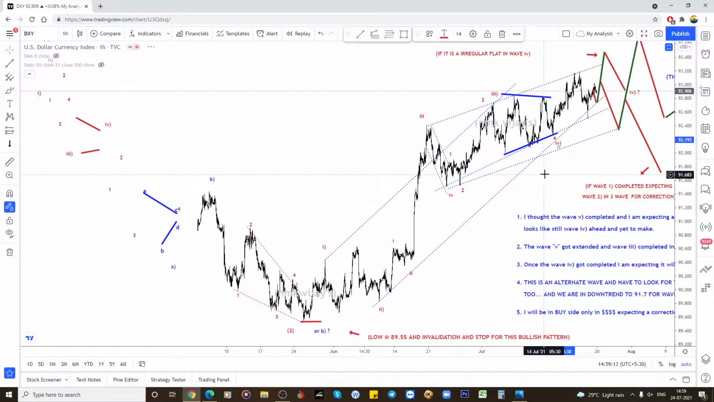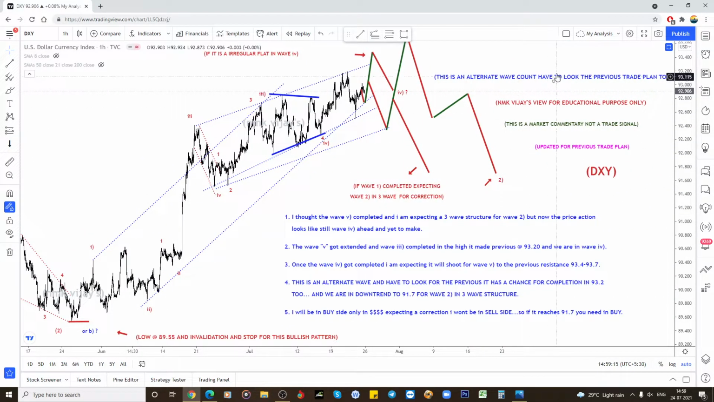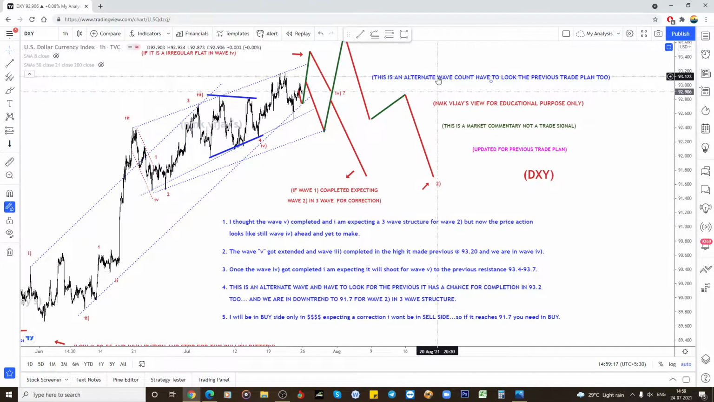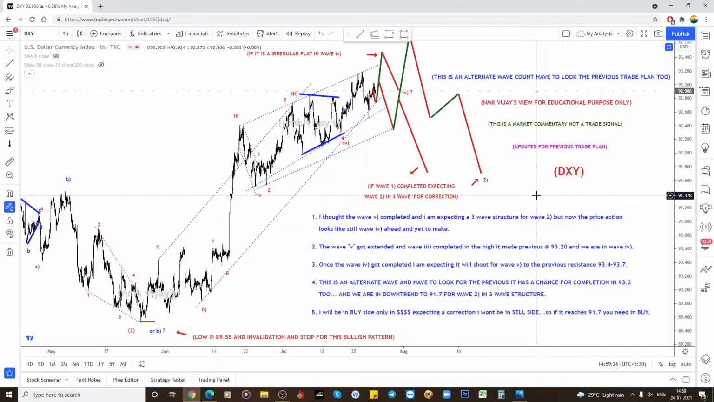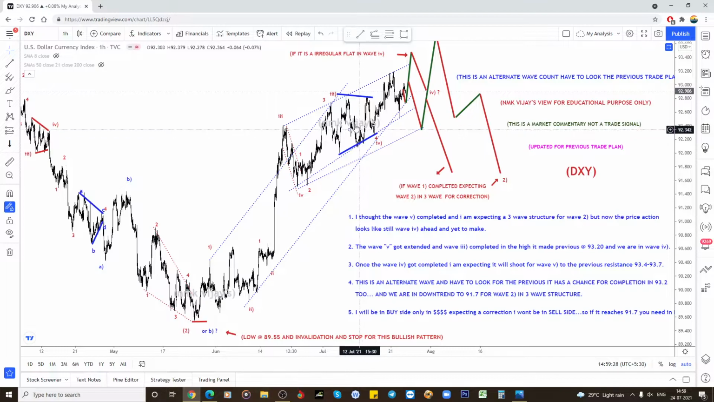What I'm trying to say, and I have already written this, is that this is an alternative wave count. You have to look at the previous trade plan too. What is the previous trade plan? You have to search for that, because if I show it, it will take more time. As per the previous plan, this is the end of the trend, and I'm looking for the downtrend up to 91.30 or 91.40. That is my previous trade plan.